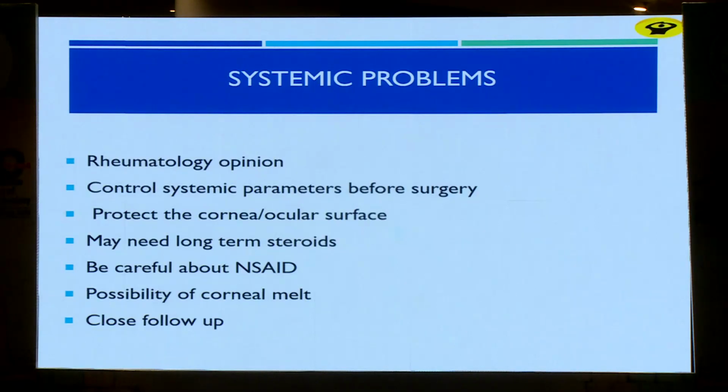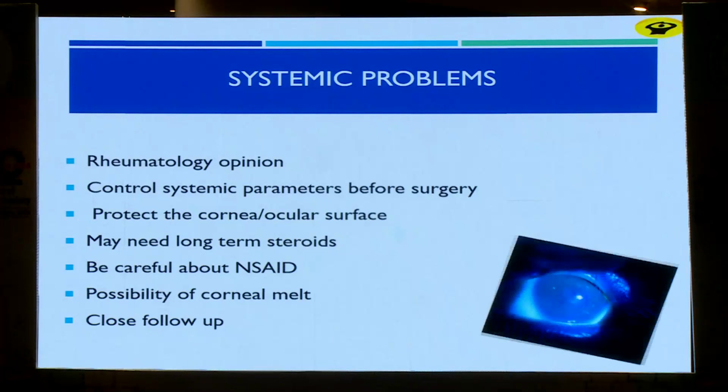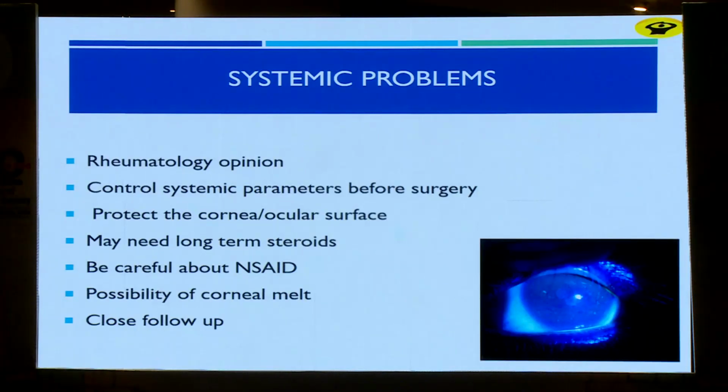Systemic problems, yes, we have to look at them as a whole. I think all the talks say that don't look at only the ocular surface. Look at the patient as a whole, from top to bottom, and find out what long-term medications they have been taking.